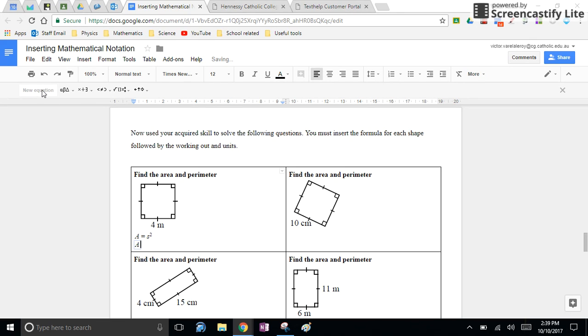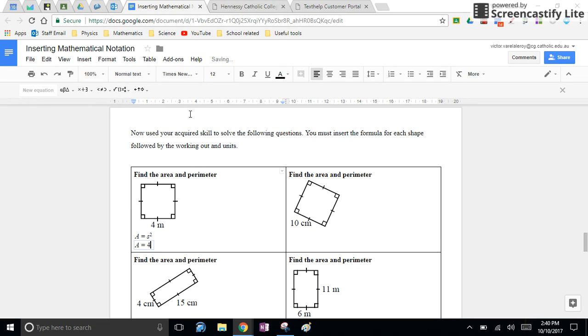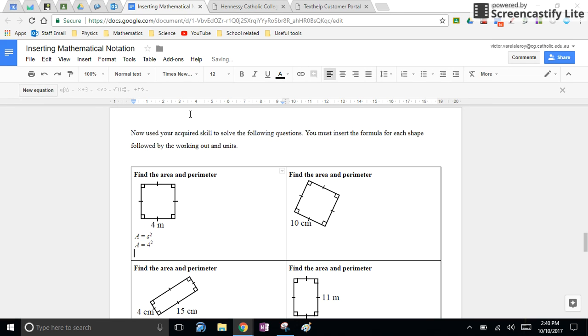So clearly here, the side is 4, so we are going to put a new equation. So the area equals, and we're going to write 4 squared. That's what the side equals to, 4 meters. So we're going to write 4 squared. Go across and enter.